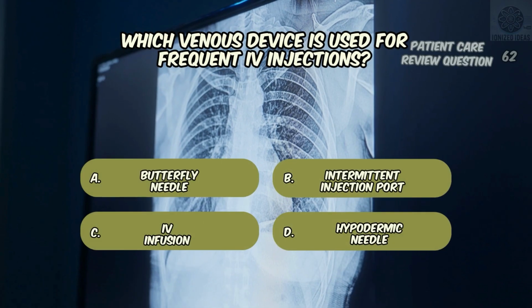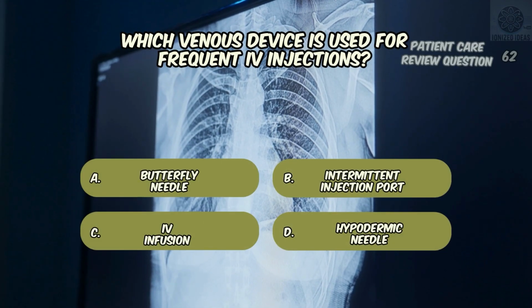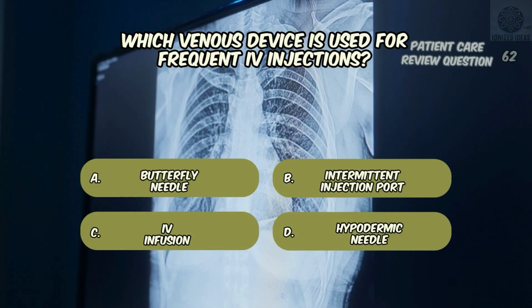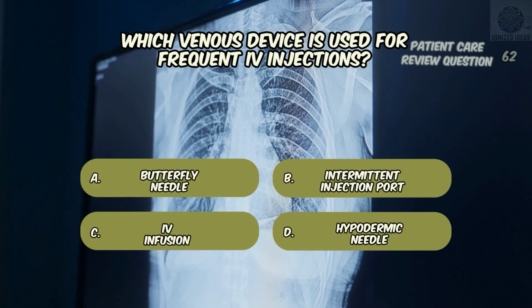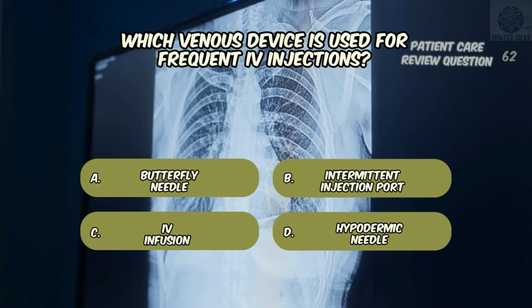Which venous device is used for frequent IV injections? A. Butterfly needle, B. Intermittent injection port, C. IV infusion, D. Hypodermic needle.